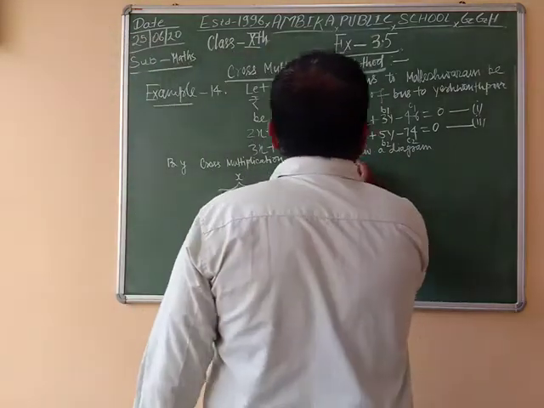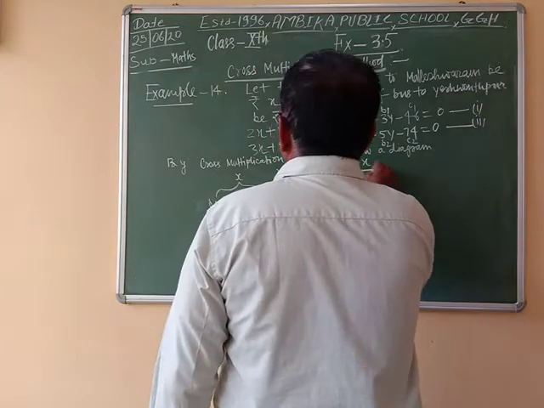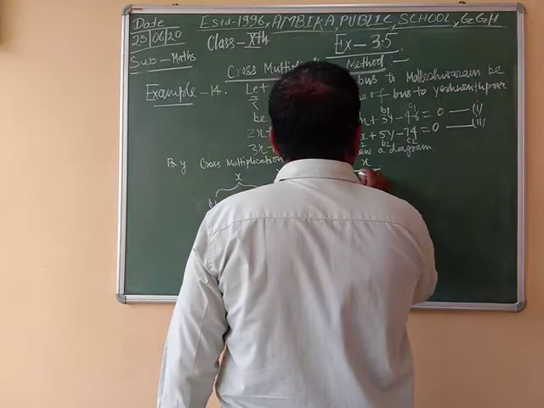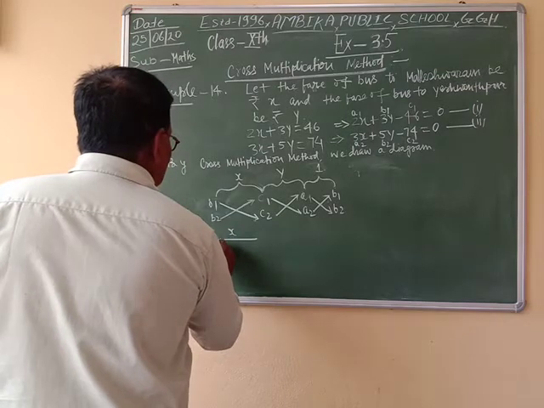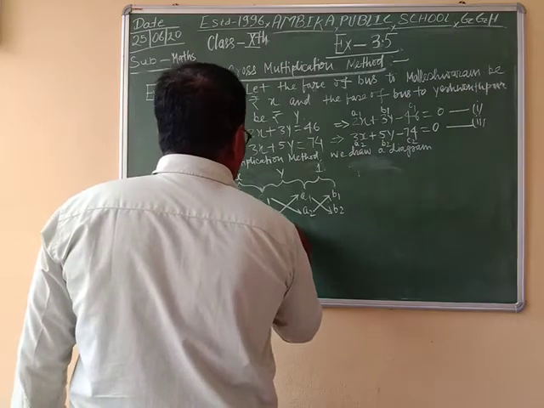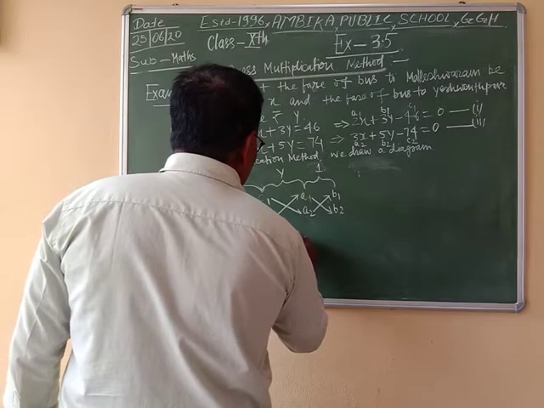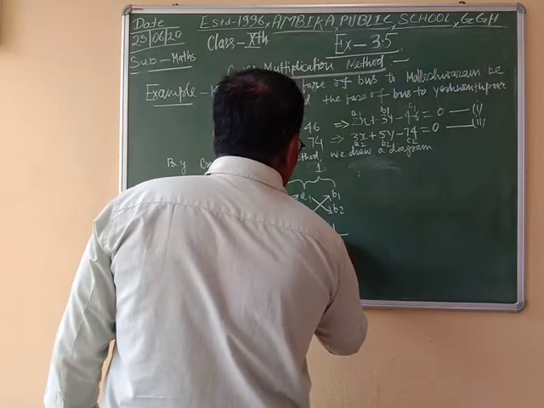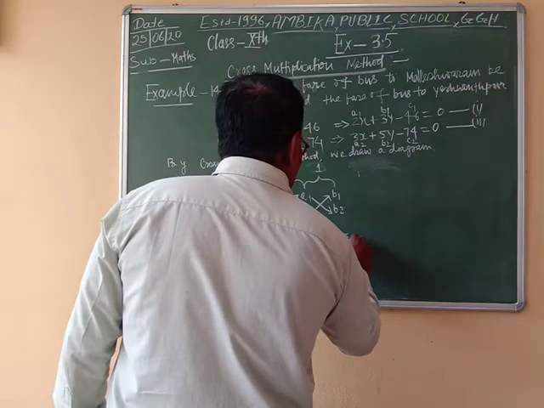Now we can write x by b1 c2 minus b2 c1 is equal to y by c1 a2 minus c2 a1 is equal to 1 by a1 b2 minus a2 b1.